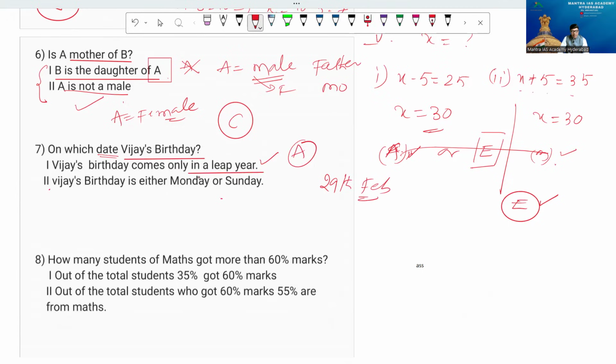I got the answer A. If I could get it from the second also, then I could write E. Otherwise, I'll keep A. Vijay's birthday is either Monday or Sunday. That's not the right thing, please. I want to know the date. So it's not possible to say by using the second, but by using the first I got it, because it's a leap year only, one day. The birthday comes only in a leap year. So the option is 29. A is the option for this question.